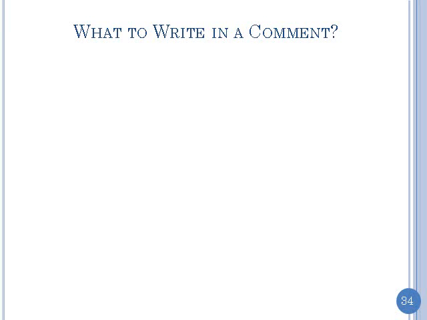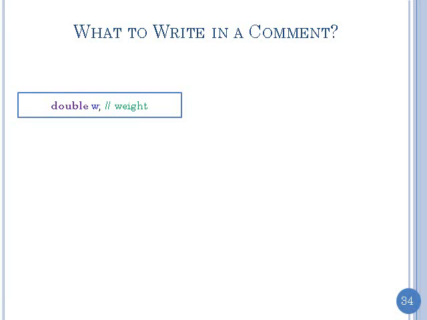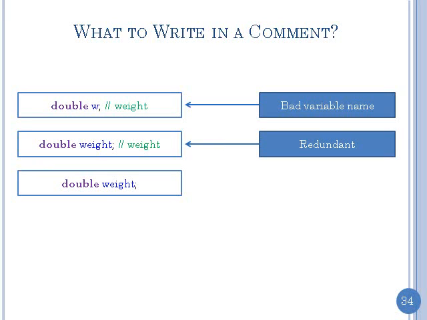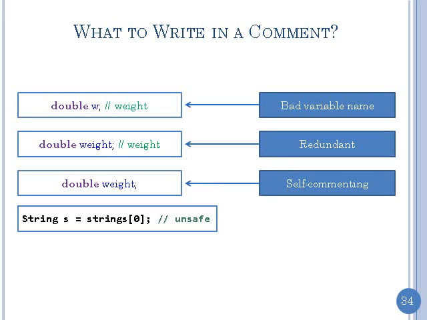Okay? So what to write in a comment? Is this a good declaration? No, right? You shouldn't use W. W could mean anything. But if you're going to use W, might as well comment. Is this a good example? You're commenting for the sake of commenting. Okay? Redundant. I don't need it. And is this a good comment? We always said yes. Okay? So it's not that comments are bad, but often you can get rid of them.